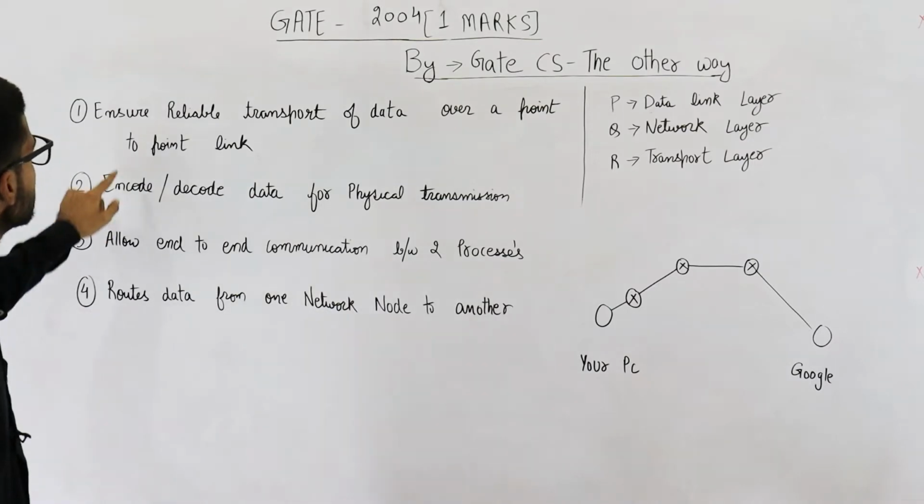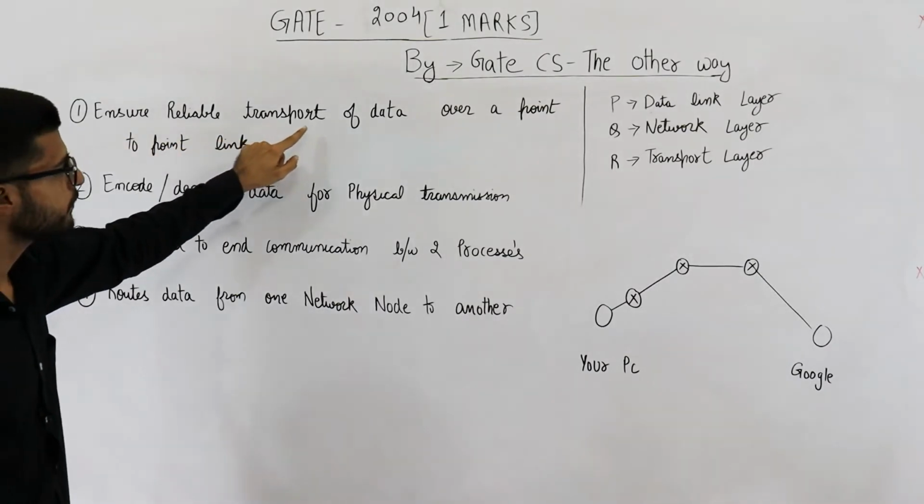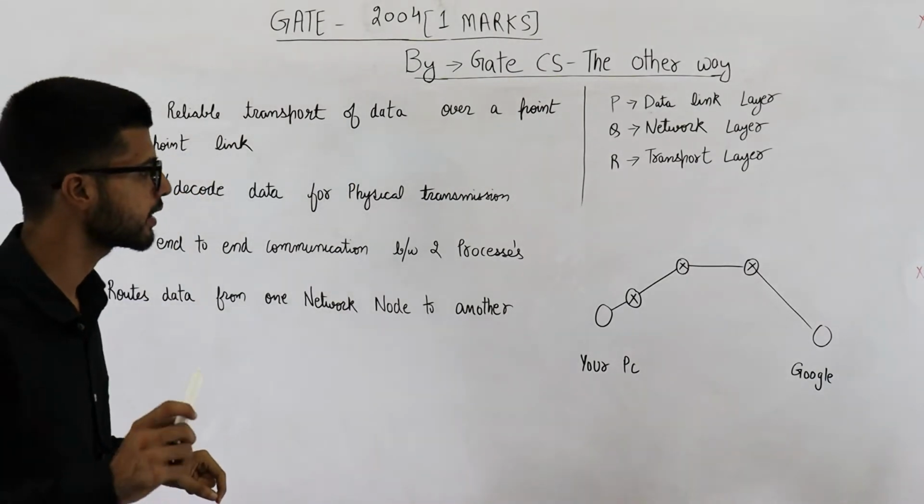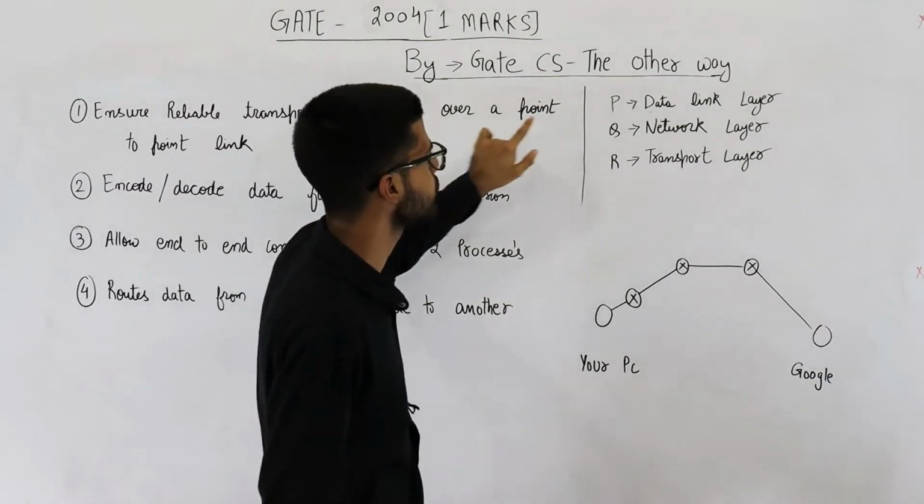It says ensures reliable transport of data over a point-to-point link. This is done by data link layer. That means one matches with P.